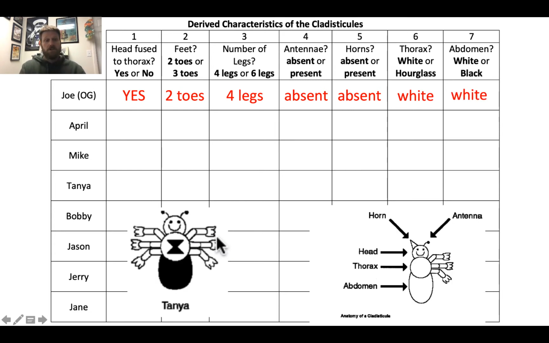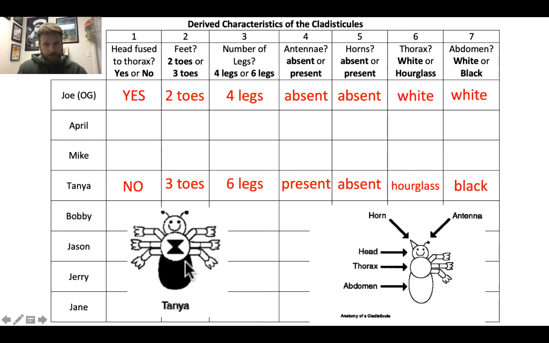Let's also do Tanya. Tanya's head is not fused to her thorax. Tanya has 3 toes on each of her feet. She has 6 legs. Tanya has some antennae there. No horns, because she has antennae. Thorax has an hourglass shape on it. And Tanya's abdomen is black.